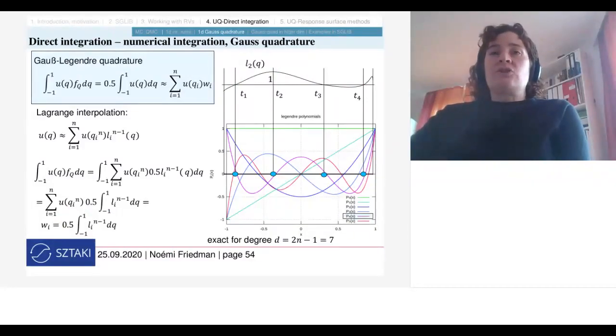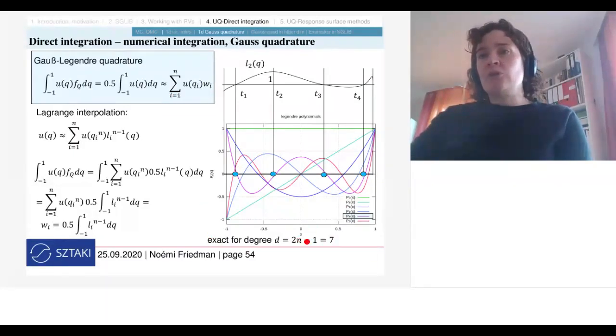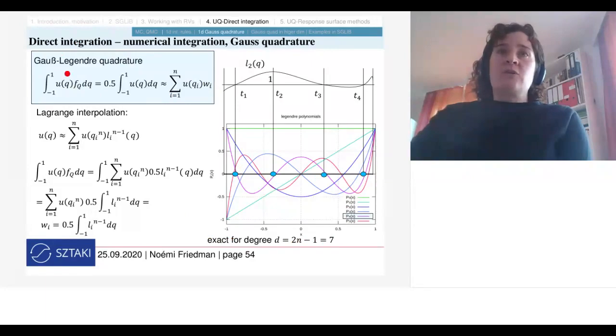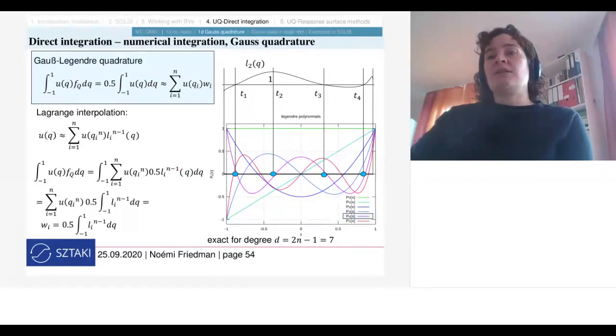And now I have the integration rule. I know the weights, I know the points. Then what I have to compute is the solution, or the unknown function u, at the integration points, multiply it with its weights, and sum them all up over the n points. If I have a 4-point rule, I can integrate everything accurately up to degree 7, since 2n minus 1 is 2 times 4 minus 1, which is 7. So if u of q is a polynomial of degree 7, then this is not an approximation, but an exact computation.